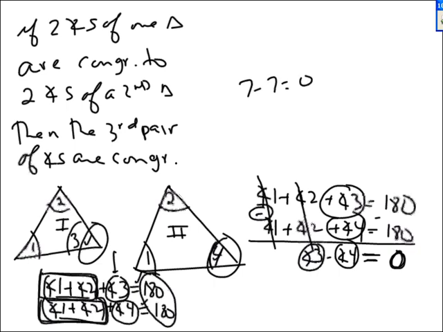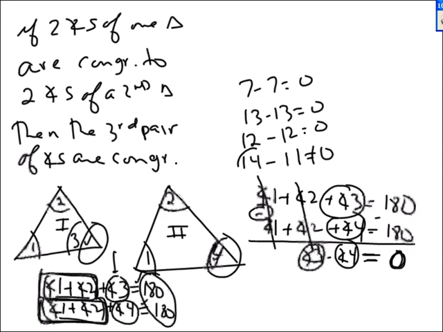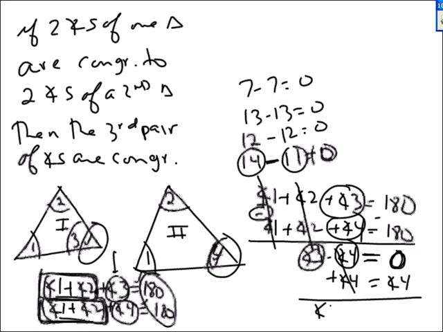7 minus 7 is 0. 13 minus 13 is 0. 12 minus 12 is 0. But 14 minus 11 is not 0. These two have to be the same for the difference to be 0. So angle 3 must equal angle 4. If you don't like that argument, well, just add angle 4 to both sides. Angle 3 and angle 4 are equal. That is, yep, the third pair of angles are equal.